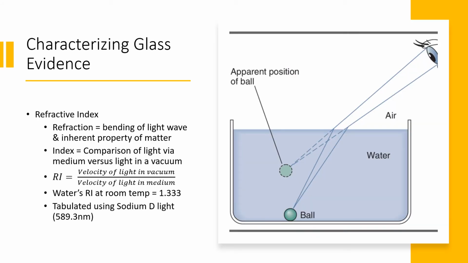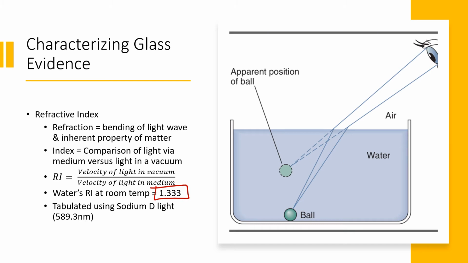I mentioned before the refractive index and how it is the bending of a light wave as it goes through a different surface. The index is just a ratio of that refractive change. So light is traveling at one speed through air, it hits water, it slows down. When it slows down, it bends. So you're really comparing speeds, and that's going to be reflected in the angle of refraction. Water at room temperature's refractive index is 1.333. If you have a refractive index that's higher than that, you're going to have more refraction. If it's less than that, you're going to have less refraction.